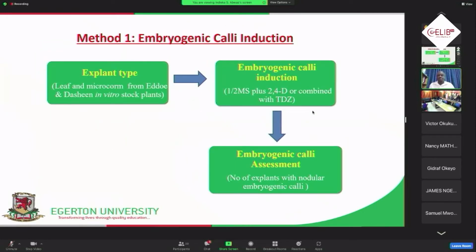This work was conducted in several phases, which I'm calling methods. There are 3 of them, stepwise, because we decided that we were going to use leaf as the source of protoplast.